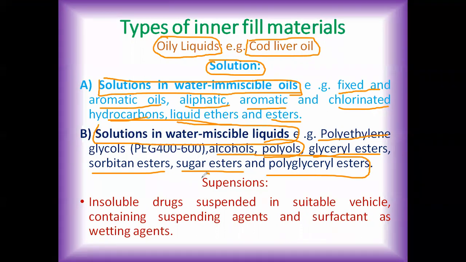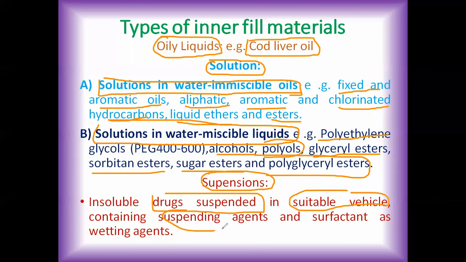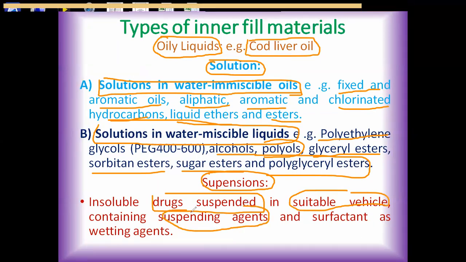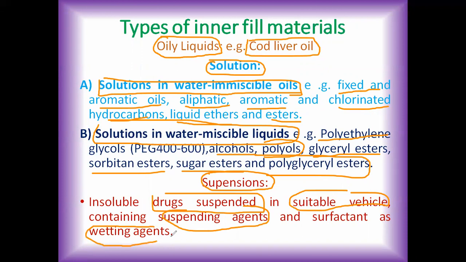And the third type of inner fill material is from the category of suspensions, where an insoluble drug is suspended in a suitable vehicle with the addition of suspending agents and surfactants as wetting agents. They can be a type of inner fill material for soft gelatin capsules.